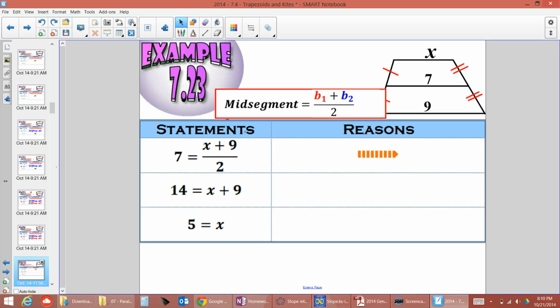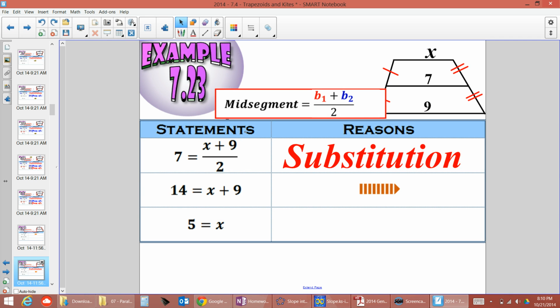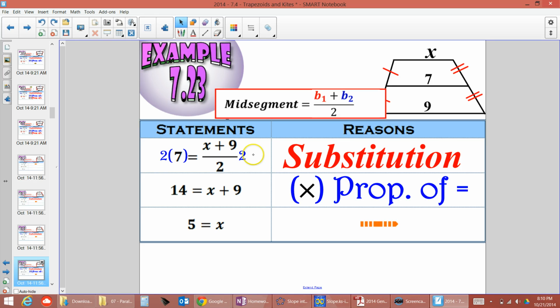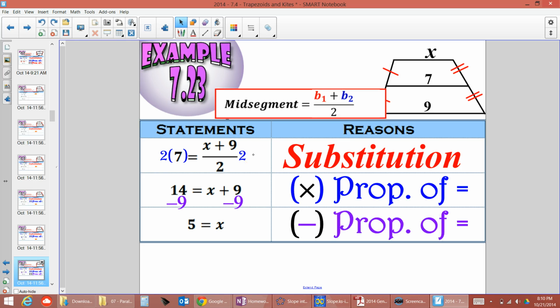All right, so example 2.23. Again, I substitute my values. 7 is the mid-segment, it goes in for the equals. x is base 1, 9 is base 2, and I solve. Multiply both sides by 2, subtract 9, x equals 5. Okay.